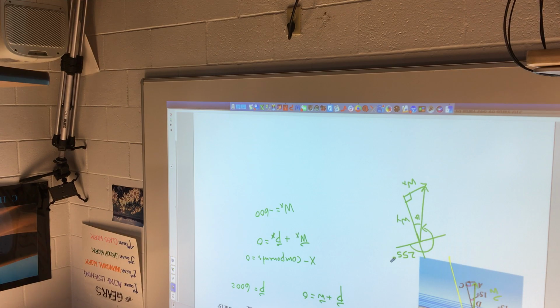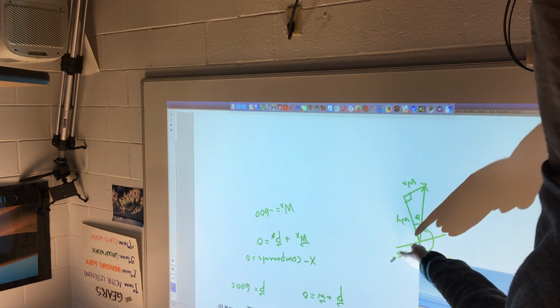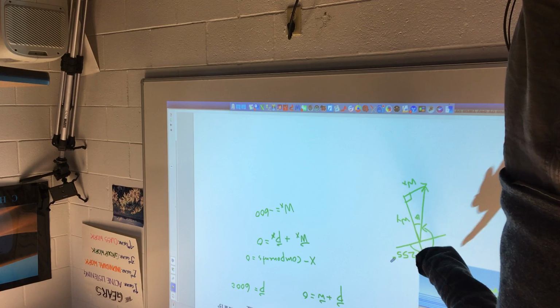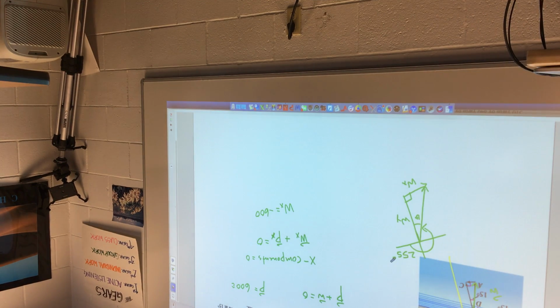Wait, it's not 15. This angle's 15, but if I measured it from the positive x-axis, it'd be 255. Do you do that because of the negatives? Yeah, because of the negatives. But in terms of understanding this problem, if you have a good diagram and you're more comfortable just using that triangle and you know what's positive and negative, just do that.